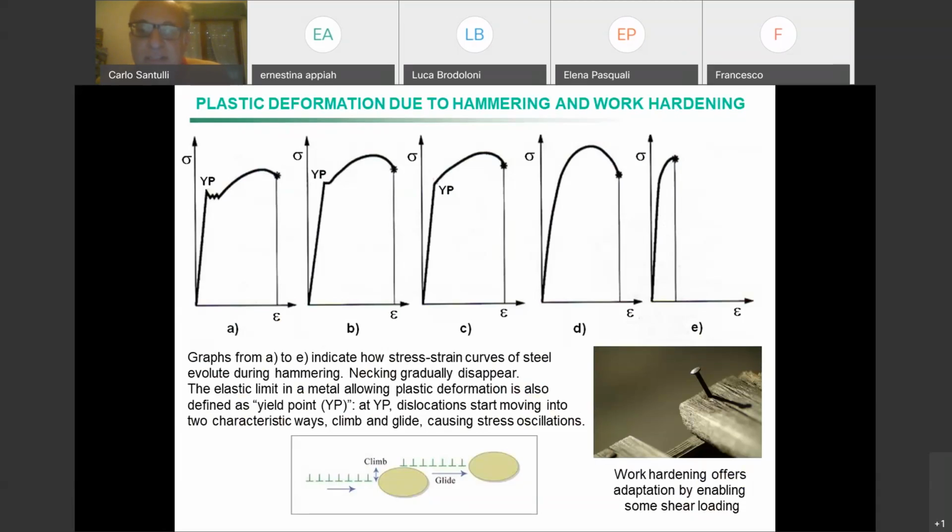Okay, so this is work hardening. Of course, you have at the end a slight increase of the stiffness, but in particular, the material becomes harder and more brittle than before. In particular, you have a limited amount of plastic deformation left.